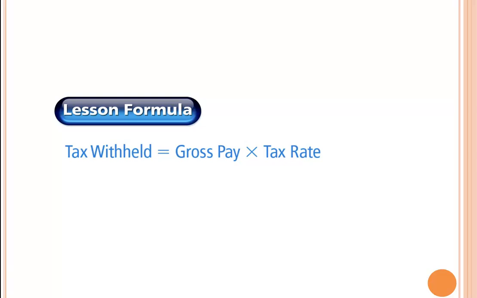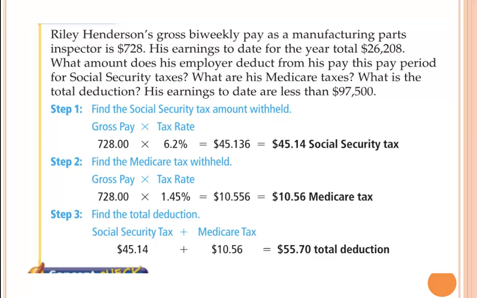So, pretty much the formula for this lesson that you will be using is: the tax withheld, how much they're going to take away from your paycheck, equals gross pay times tax rate. So please fill that in on your note-taking sheet. Great, let's look at an example.